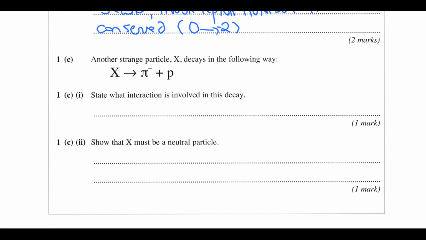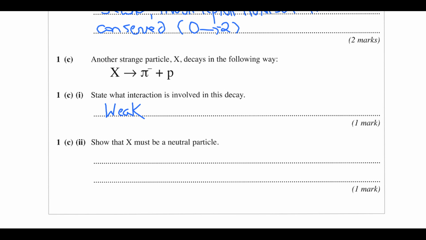Another strange particle X decays in the following way. State which interaction is involved in this decay. We can see that afterwards we've got two particles which are not strange, because there's a pion and a proton, but we started with a strange one, so it's got to be weak interaction. It can't be strong, because strangeness has to be conserved in the strong interaction. Those are the two things that can cause decay, strong interaction and weak interaction, but it can't be strong because strangeness isn't conserved, leaving you with weak.